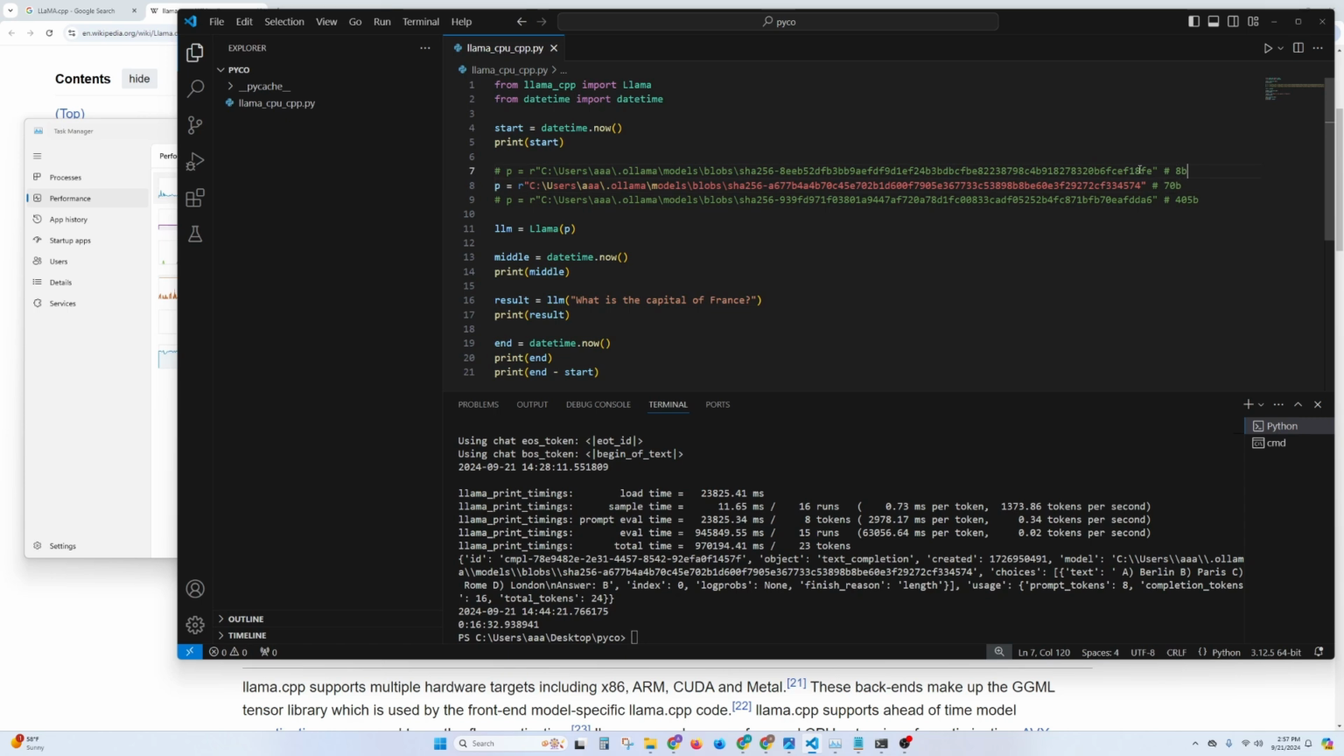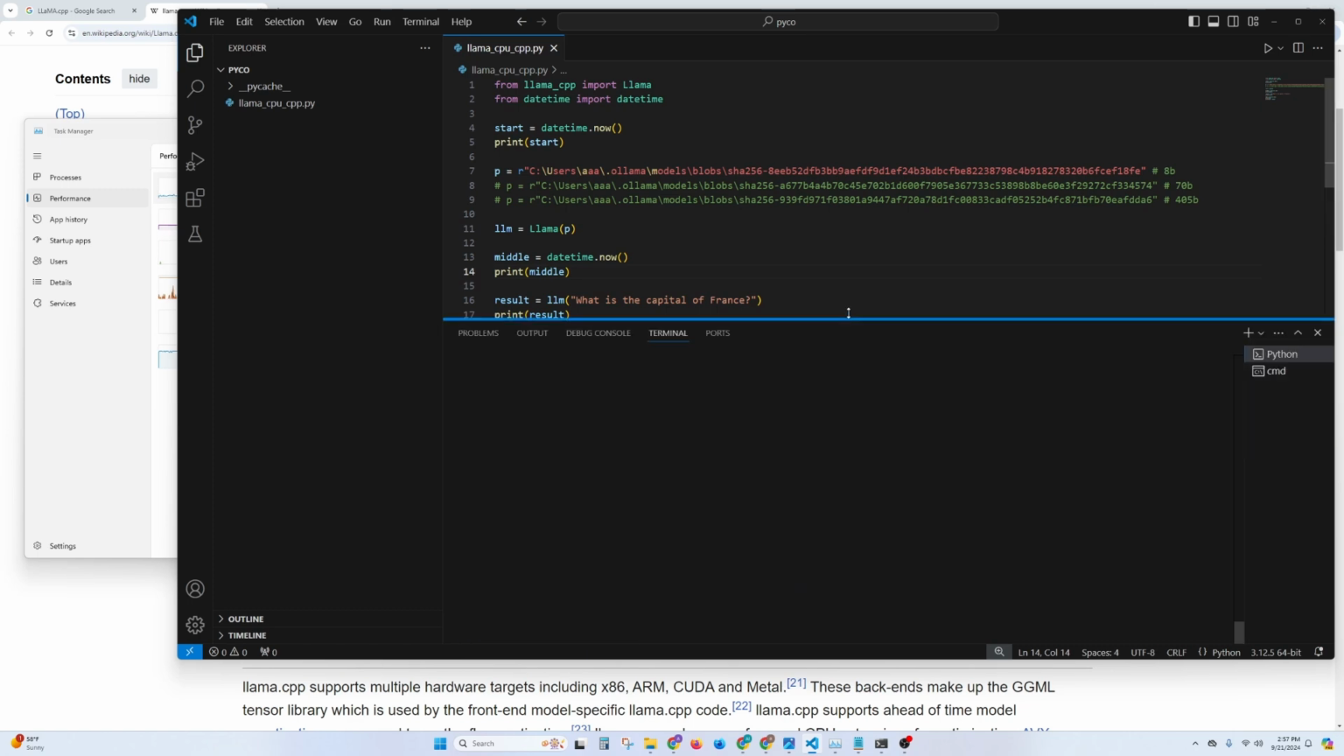So here I've loaded the pathways for the 8 billion model, the 70 billion model, and the 405 billion model. Now, we're not even going to run the 405 billion model, but I will show the 70 billion model. But let's just look at the 8 billion model first. I've entered a few timestamps into my code so that we can see how long all this stuff takes. So let's just see this in action.